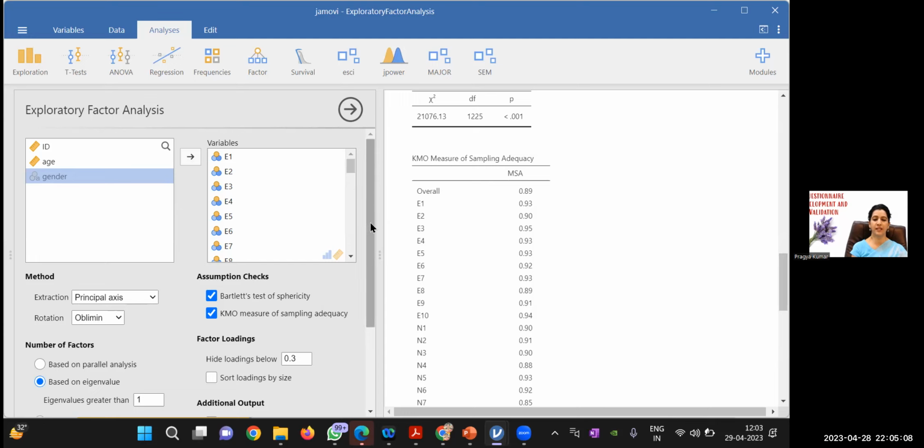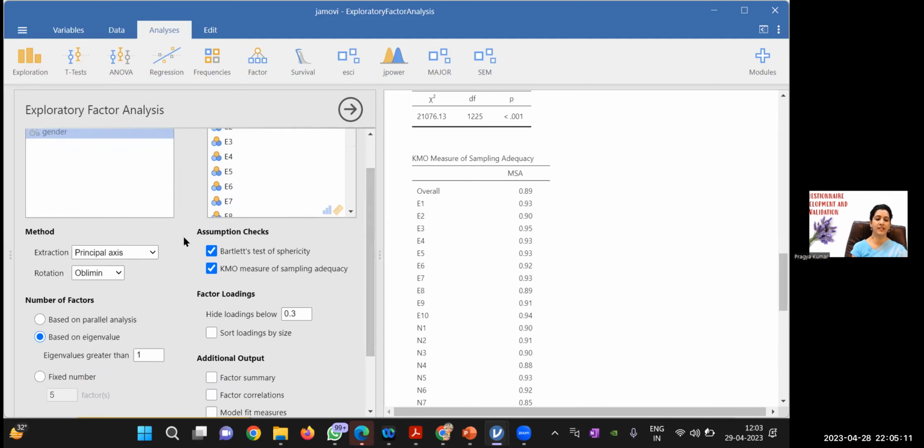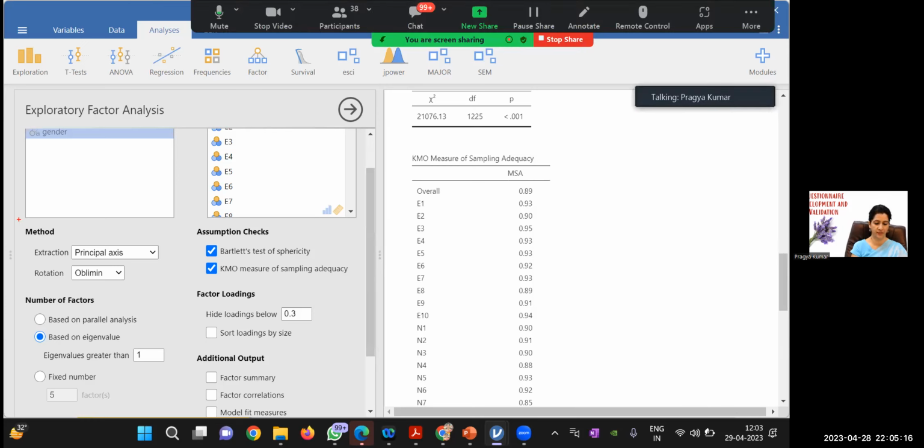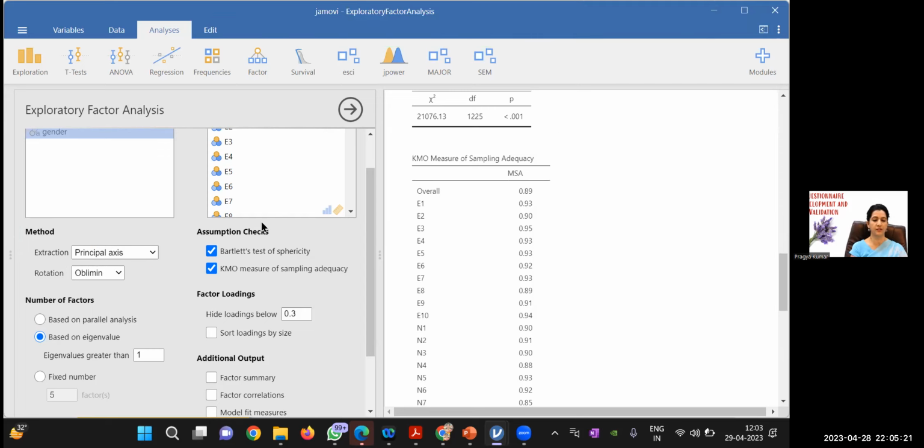Now, this was step 1, and then in step 2 you come to the methods. Automatically it takes the defaults because I have given this option, but you will decide about the rotation and the method of extraction. For the method of extraction we discussed there are 2 commonly used methods, principal axis and maximum likelihood. If data is adequate, you can go with maximum likelihood. If you could not collect that much data, then you can go with principal axis.